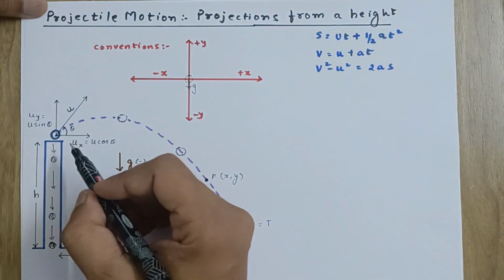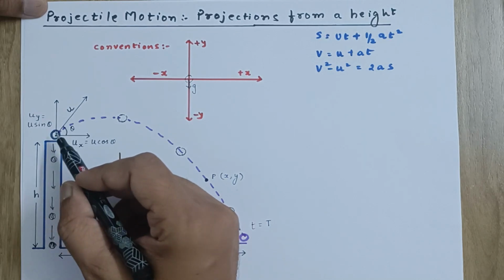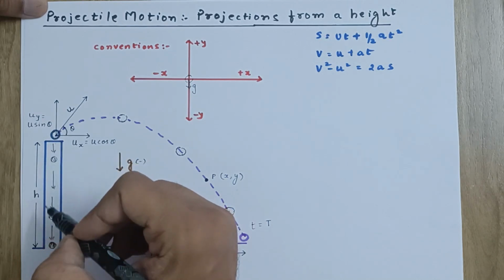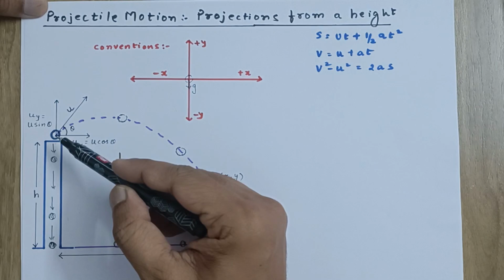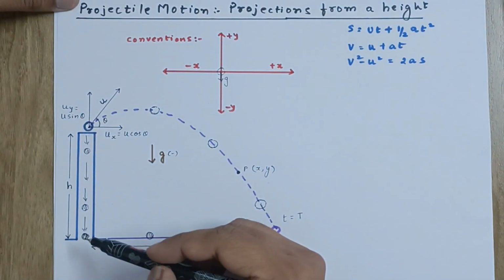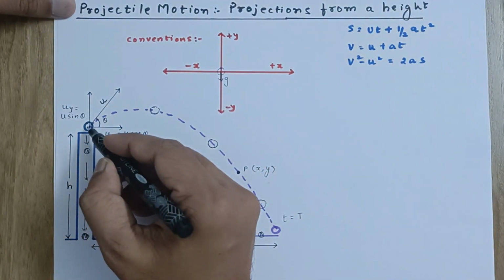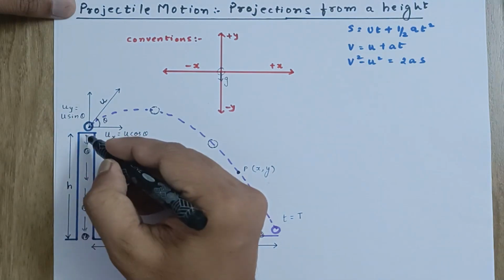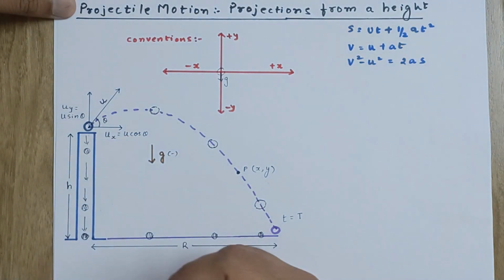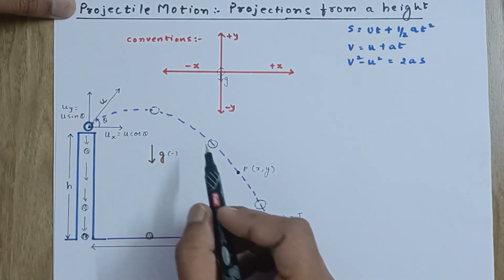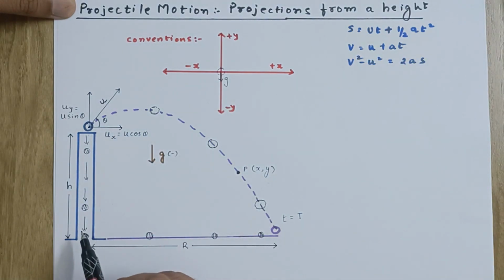Now, for the shadow of this ball along the y-axis, initially the shadow was here. After some time, the shadow goes down. So the displacement of the shadow is from here to here, in the downward direction. So that will be considered as negative, right? When the ball moves from here to here, the displacement of the shadow is positive because it is along the positive x-axis. That will be considered as positive.